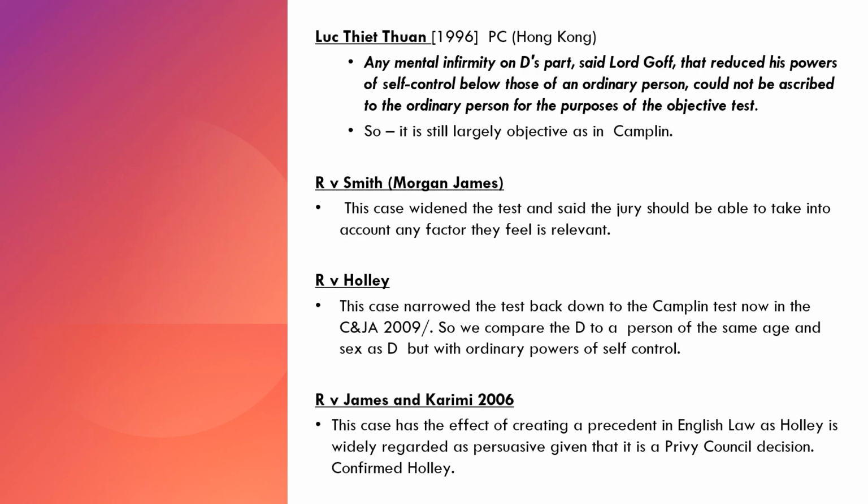Now, what the following cases in Luke, Thwan, Smith, Holly, and James and Karimi seem to do is remove the idea of mental infirmity being a circumstance for the purpose of an objective test. So it's likely then, if there is a circumstance or mental infirmity, the defendant should probably use diminished responsibility instead of loss of control.